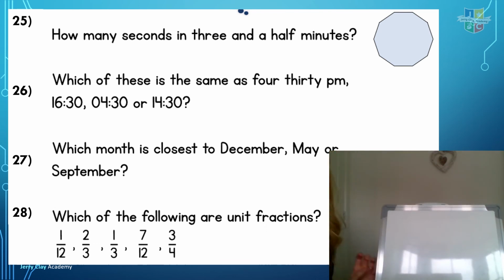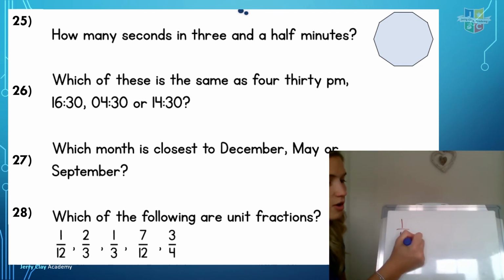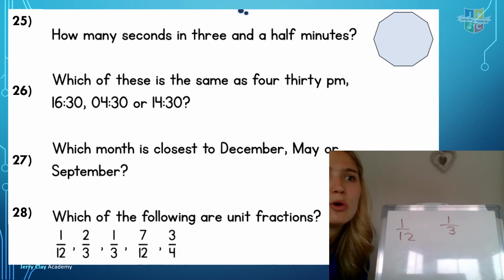Finally, which ones are the unit fractions? So unit fractions just mean that the numerator is 1, so you should have got 1/12 and 1/3. All the other ones are non-unit fractions because their numerator is more than 1.